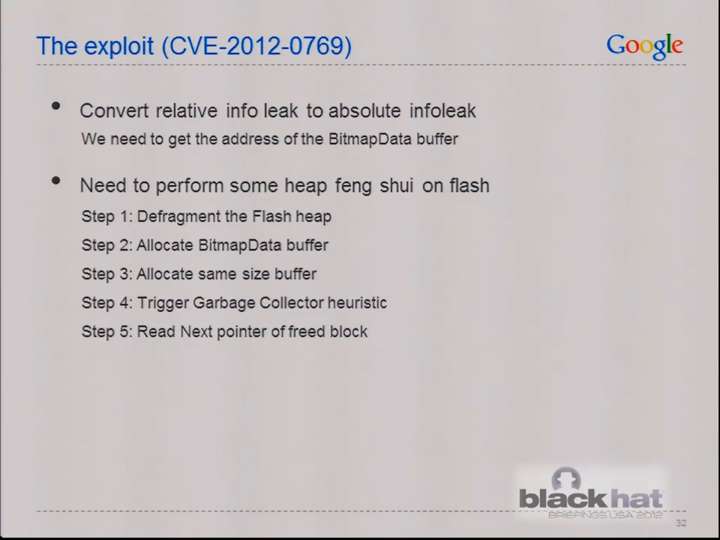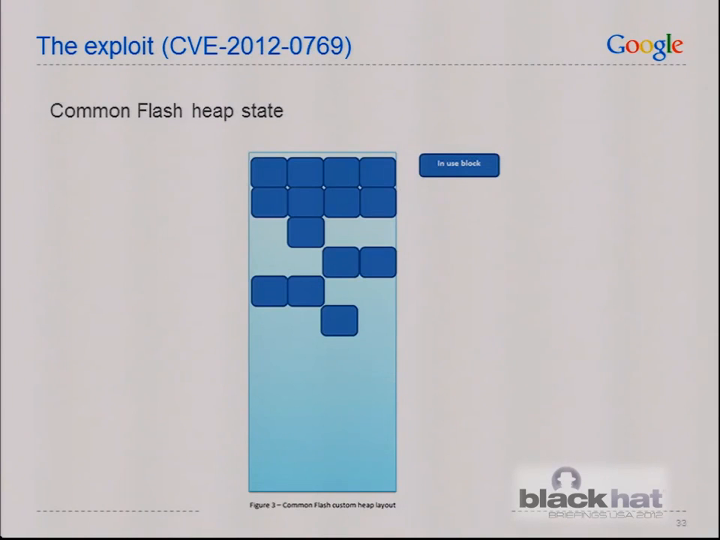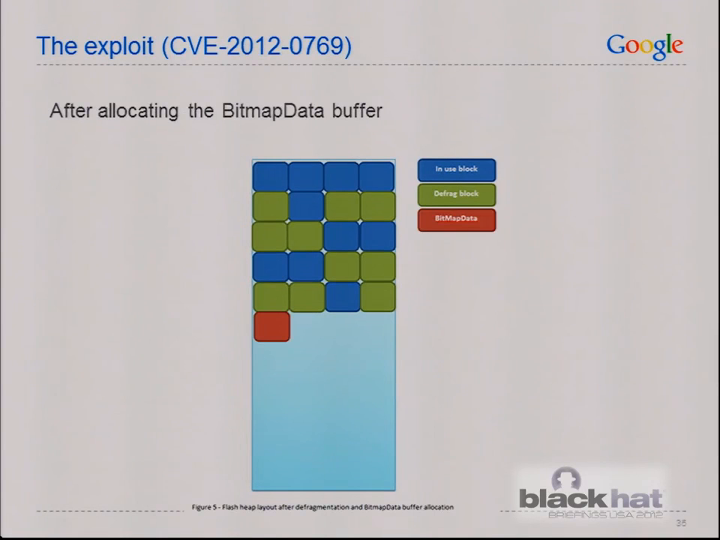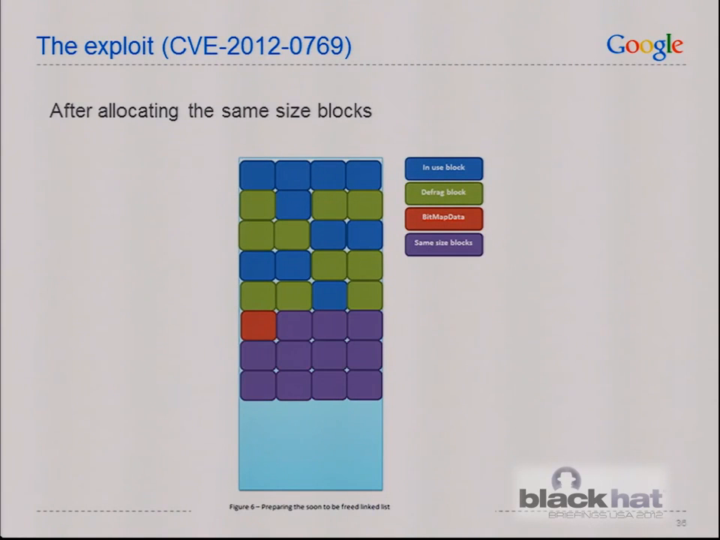The second one is this is the common Flash heap state. I'm going to defragment it. Super easy. Actually, I'm using primitives of Flash. I'm using the same vulnerability as a primitive. I defragment the Flash heap. Later on, I allocate the object that I'm going to use for the vulnerability. Again, the object contains a BitmapData buffer. And I'm going to perform the histogram on that BitmapData buffer. What I'm going to do is allocate same size blocks after the BitmapData buffer. And I'm going to trigger a heuristic in Flash to free those blocks.